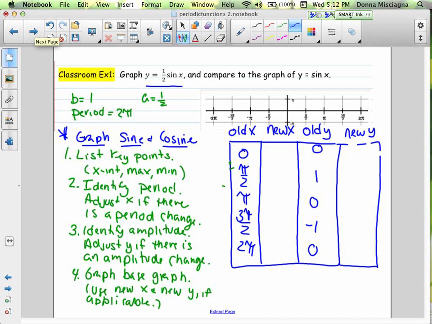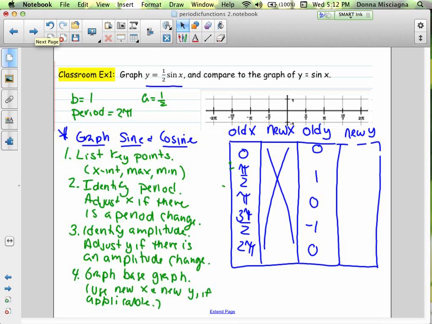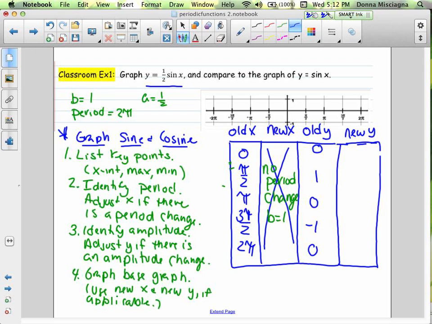So there's no new x, sorry, there is a new y. There's no new x because there's no period change. b is 1. I put the wrong thing in there. If I wasn't at 21 minutes, I'd redo the tape. But there's no period change because b is 1. There is a new amplitude change. We're just going to take our old y's and multiply by 1/2.